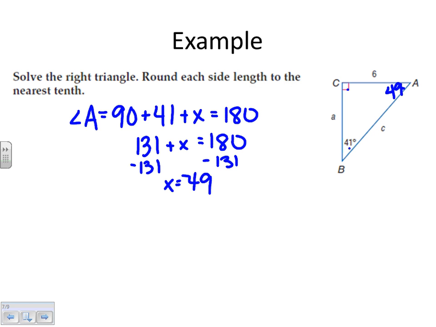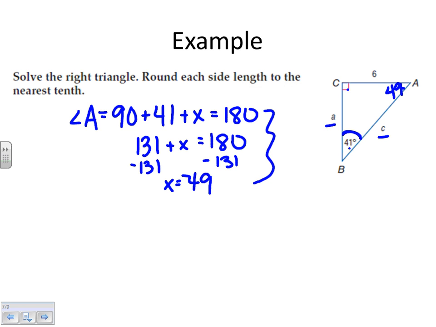Okay, so we got all our degrees. Now, I'm missing this A and I'm missing this C. And I don't have enough information in order to do the Pythagorean theorem. However, I do have what's called the trig ratios. So that's where I'm going to use this. Now watch this closely. We want to use this angle right here because that's the one given to us. We don't necessarily want to use 49 just in case we made an error somewhere here with the arithmetic.